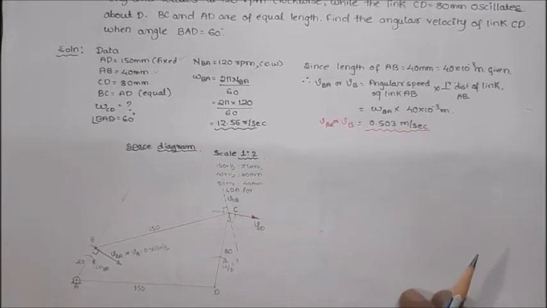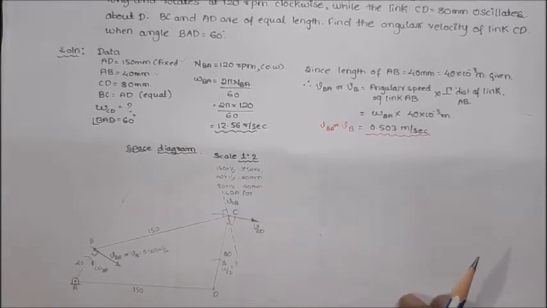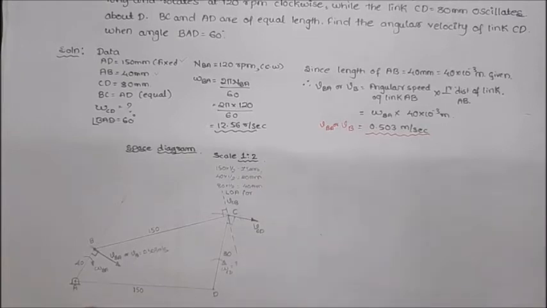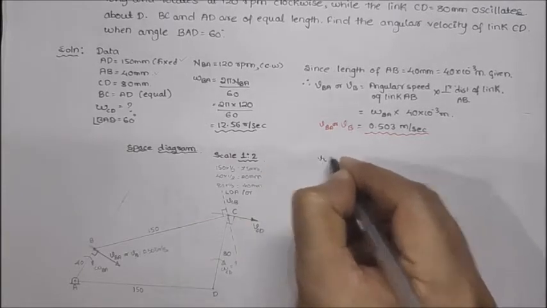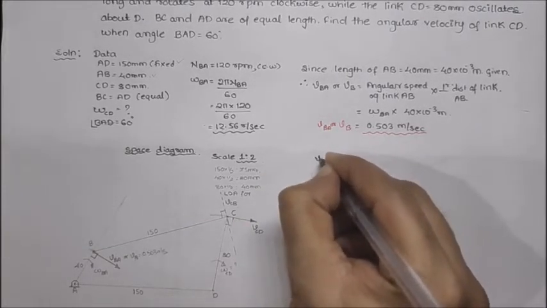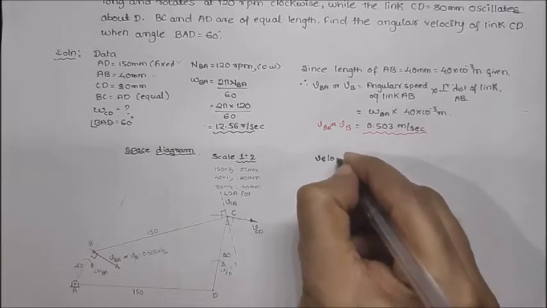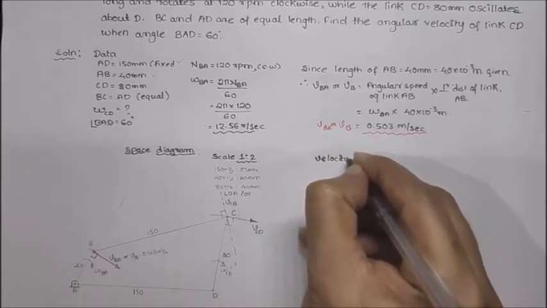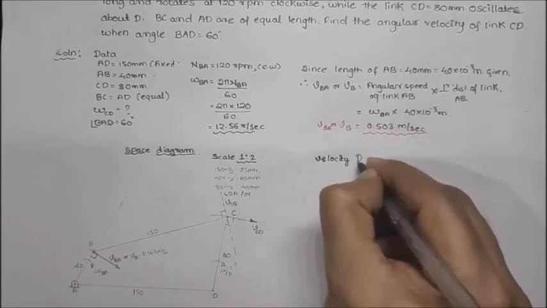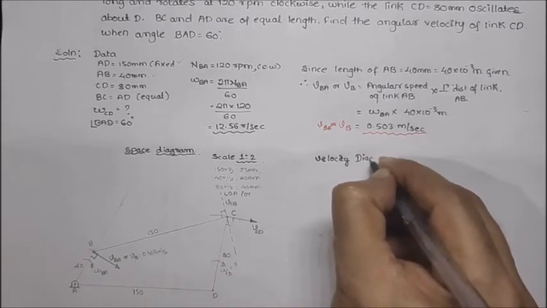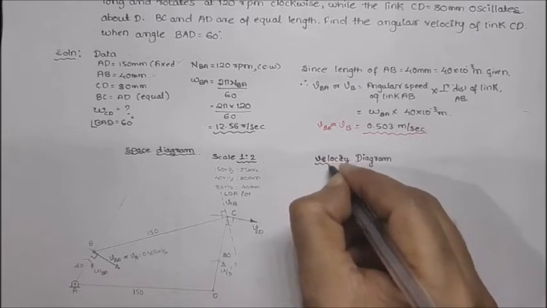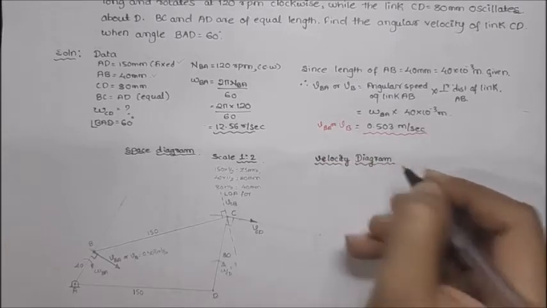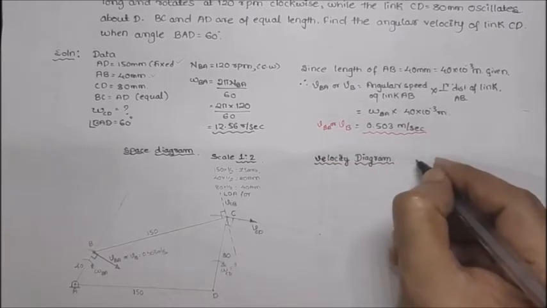For that we have to go for the velocity diagram. Where should we draw the velocity diagram? We will draw the velocity diagram next to this one. So we'll write velocity diagram. For drawing a velocity diagram, again we require a scale. So let's write a scale.